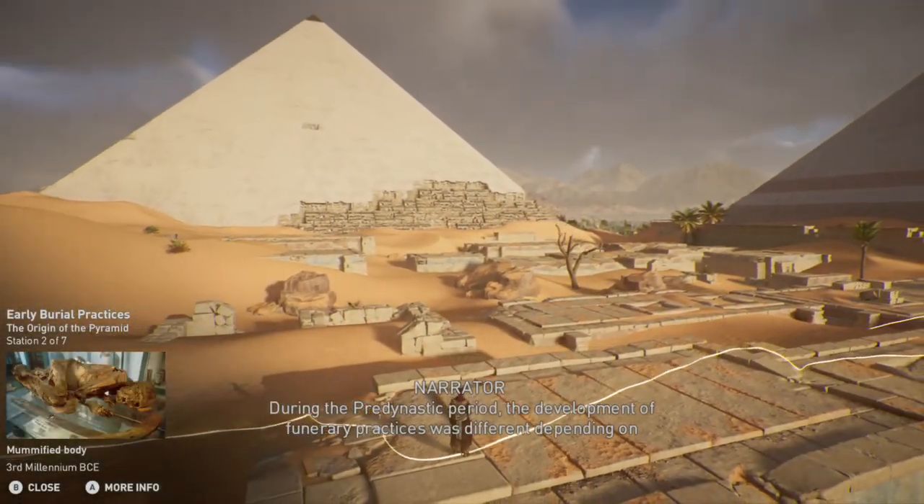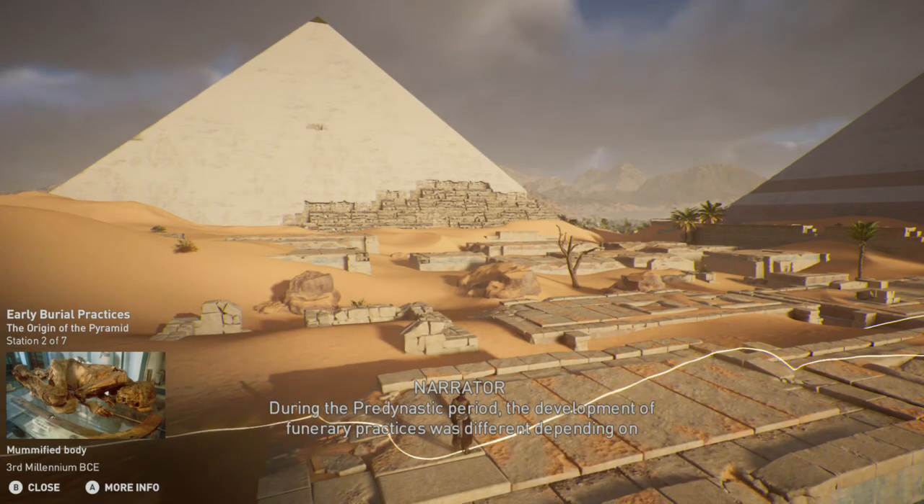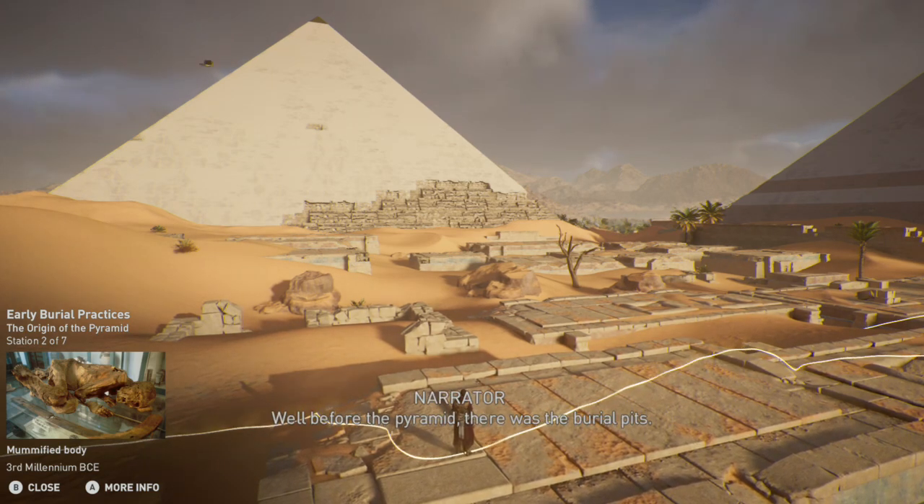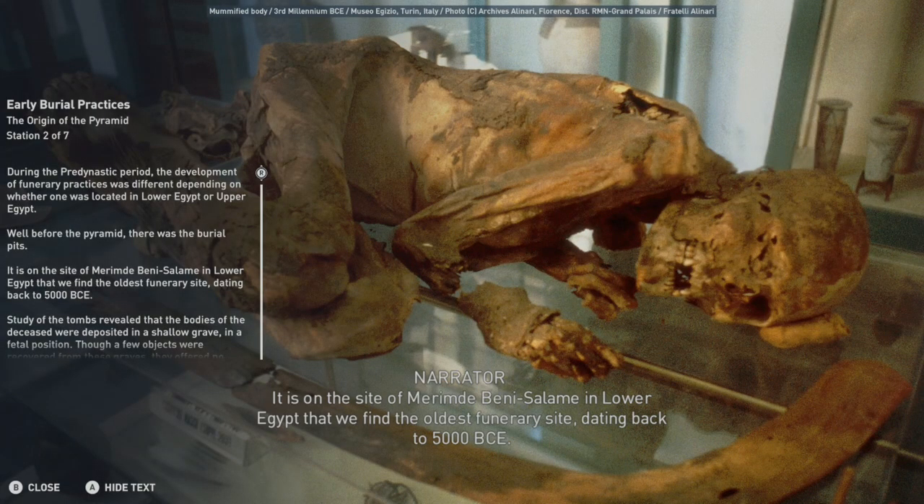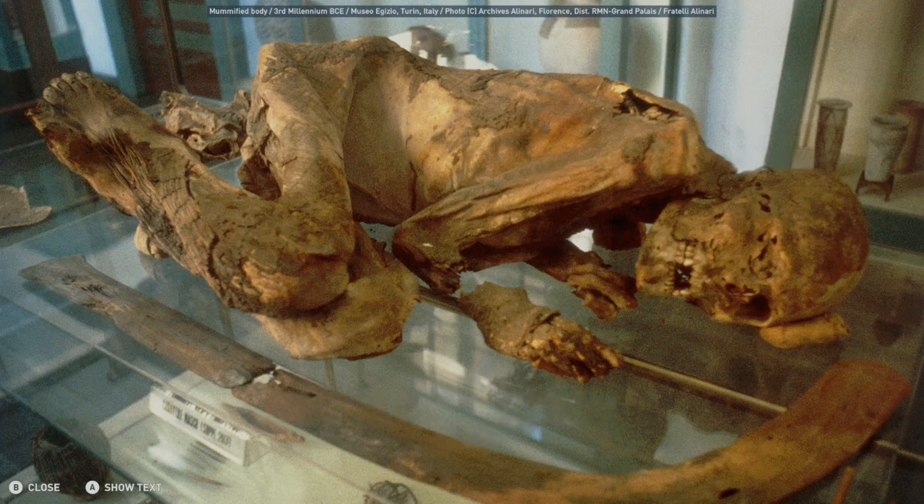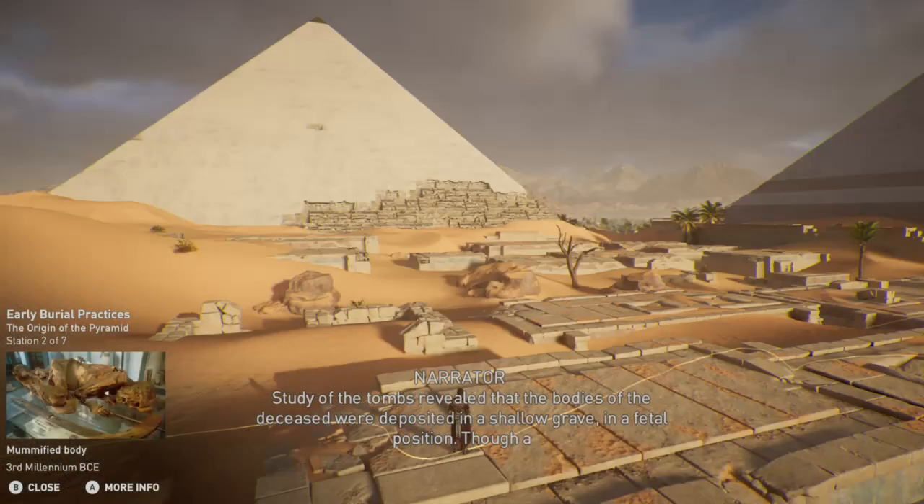During the pre-dynastic period, the development of funerary practices was different depending on whether one was located in Lower Egypt or Upper Egypt. Well before the pyramid, there were burial pits. It is on the site of Merimde Beni Salome in Lower Egypt that we find the oldest funerary site, dating back to 5000 BCE. Study of the tombs revealed that the bodies of the deceased were deposited in a shallow grave in a fetal position.